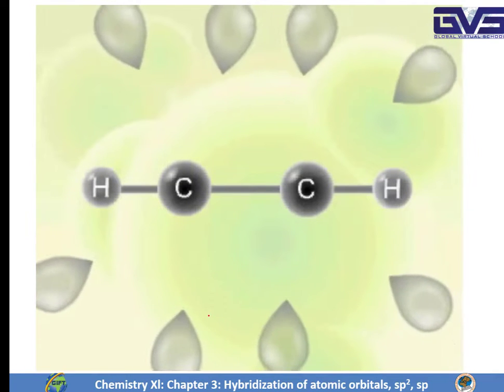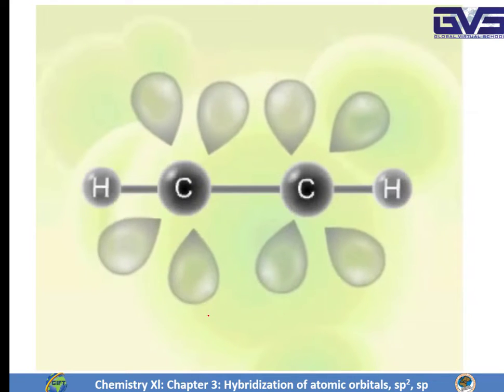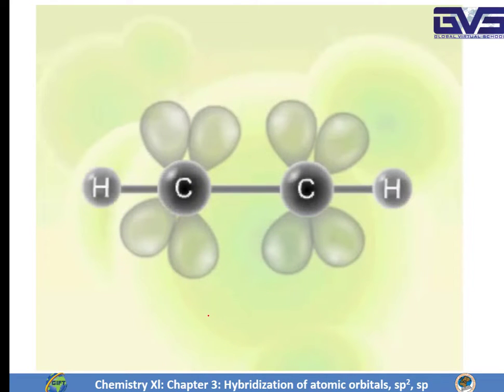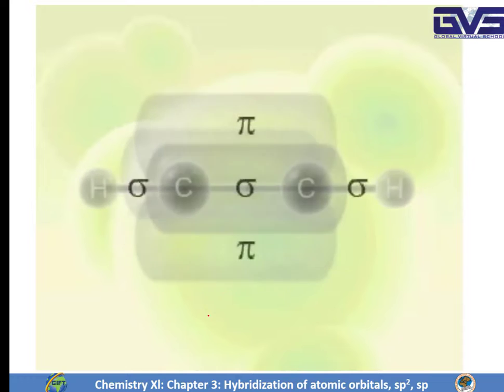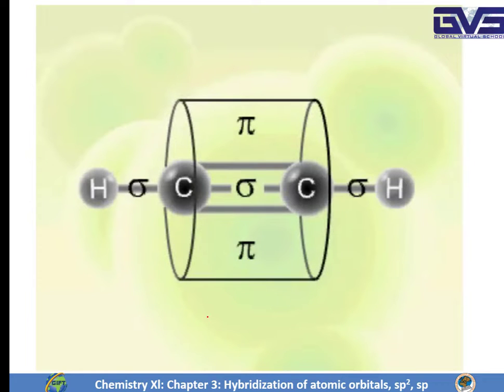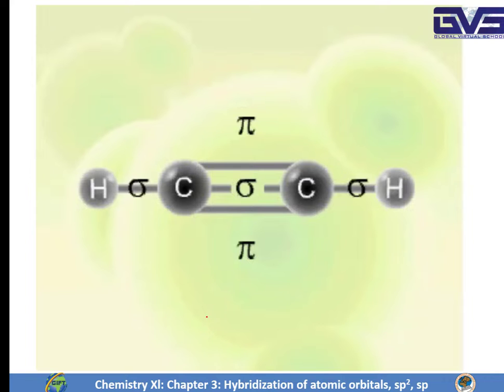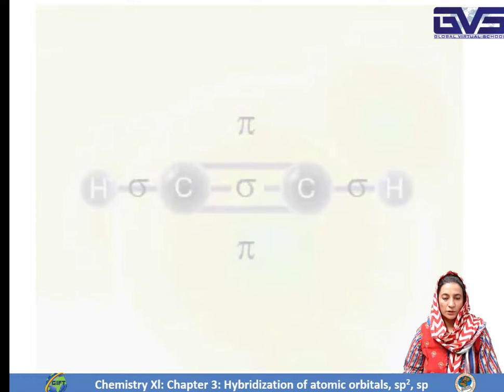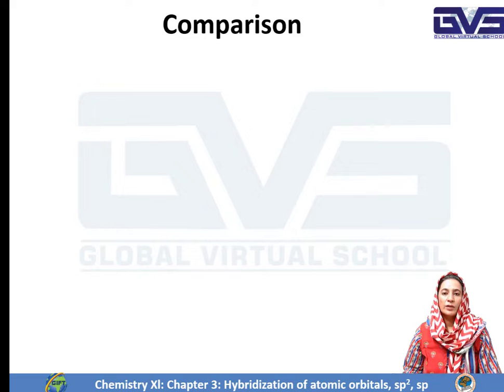Unhybridized p orbitals are perpendicular to each other and to the axis of the sp orbitals. These unhybridized orbitals can overlap side to side to form two pi bonds with a cylindrically shaped electron cloud around the axis of the atoms. The triple bond in ethyne consists of one sigma bond and two pi bonds. The ethyne molecule has a linear shape. So this was all about the sp2, sp3, sp hybridization.